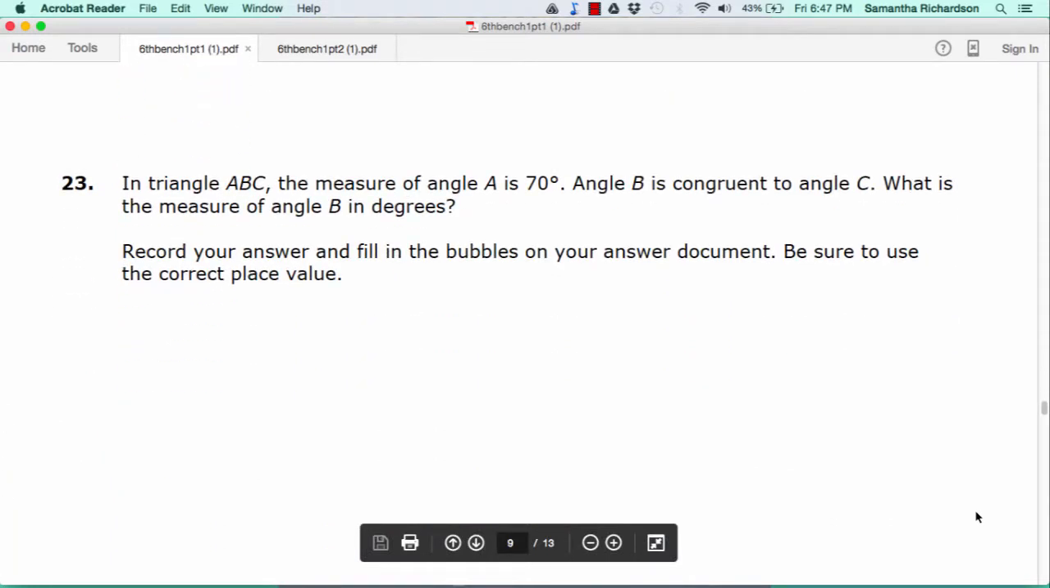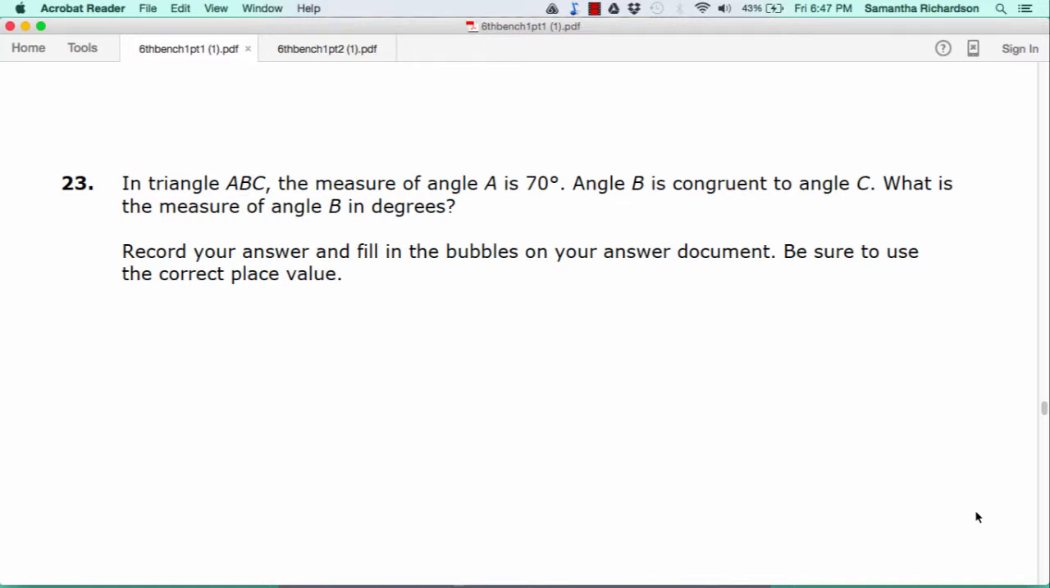Question 23. In triangle ABC, the measure of angle A is 70 degrees. Angle B is congruent to angle C. What is the measure of angle B in degrees? Record your answer and fill in the bubbles on your answer document. Be sure to use the correct place value.